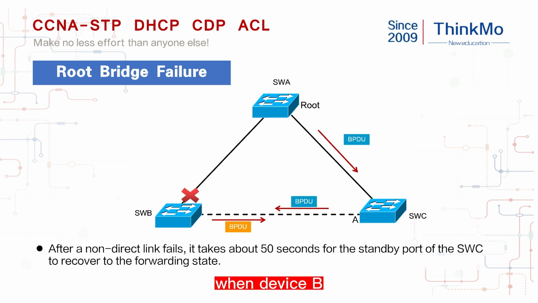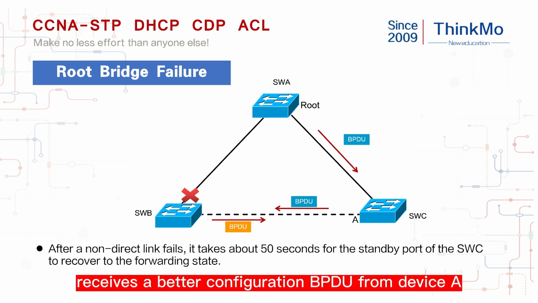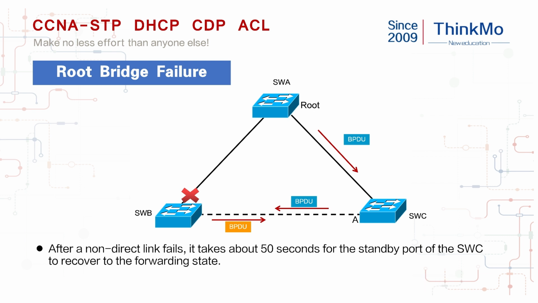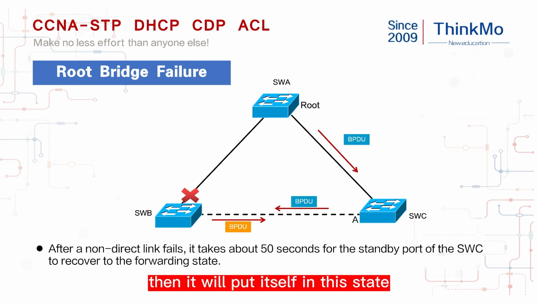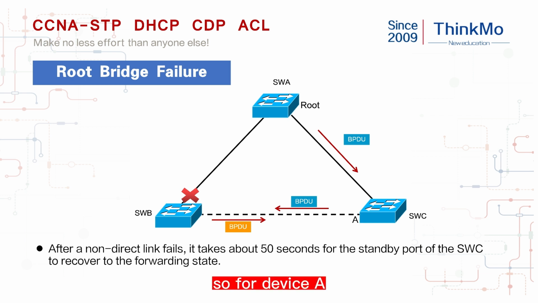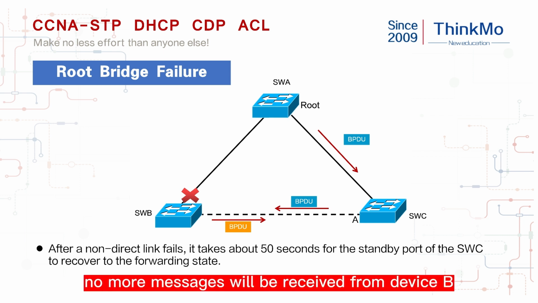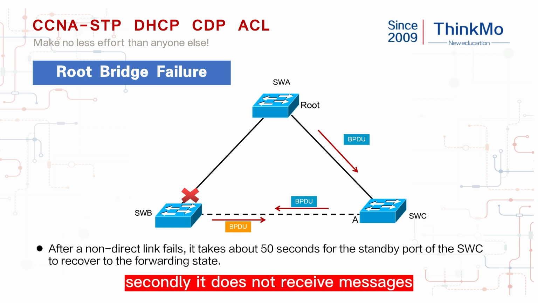Afterwards, when device B receives a better configuration BPDU from device A, it will think that it is not the root now. Then it will switch itself to a root port, and for the other end, it is a designated port. So for device A, first there are 20 seconds in which no more messages are received from device B. Secondly, since it does not receive messages, it thinks that the topology has changed.